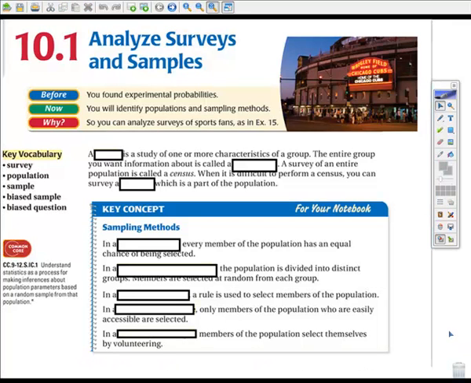Lesson 10.1 is analyzing surveys and samples. So lots of vocabulary here. A survey is a study of one or more characteristics of a group.